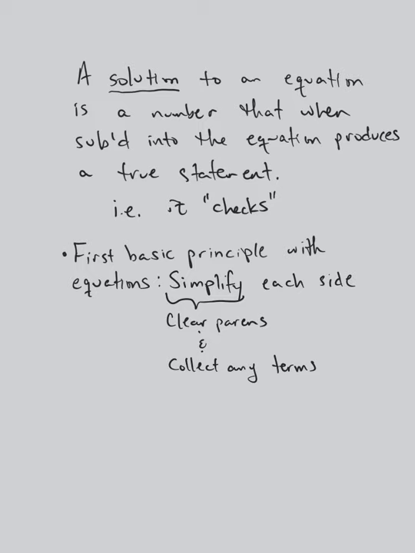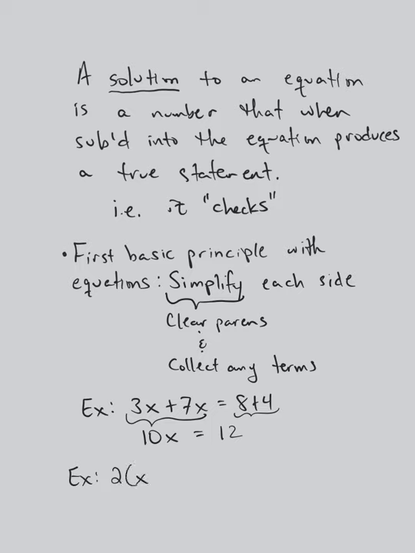Just as a quick example with that, say I have an equation that looks like 3x plus 7x is equal to 8 plus 4. Notice over on my left side, I have these like terms right here, 3x and 7x. So I'd want to collect those to be 10x equals, and then over here on my right side, those are like terms too. So we get 12.